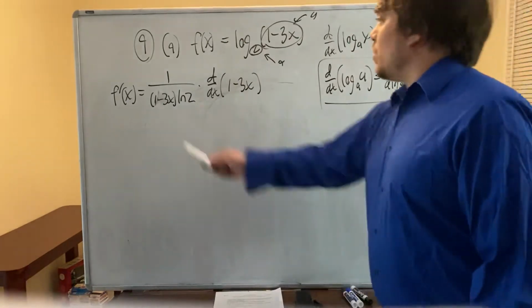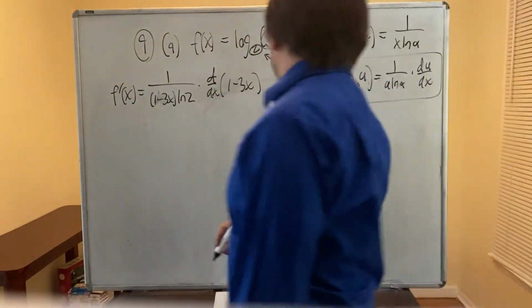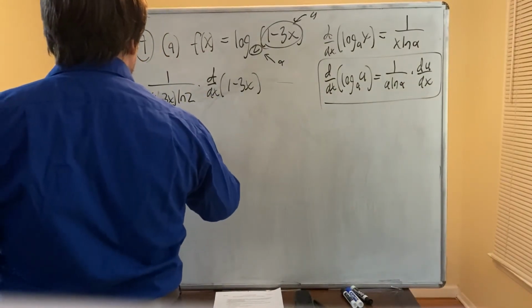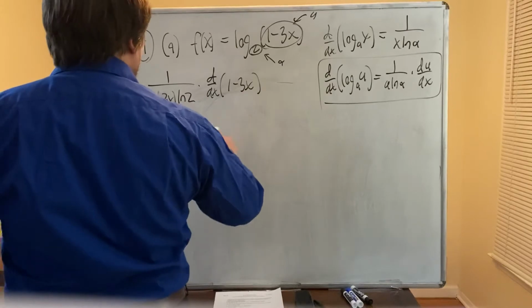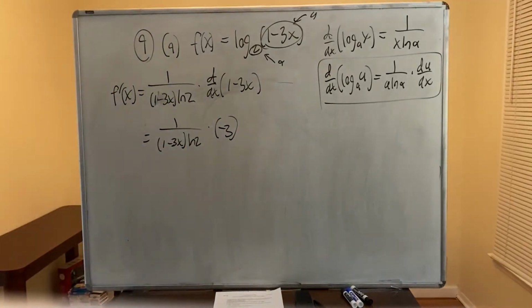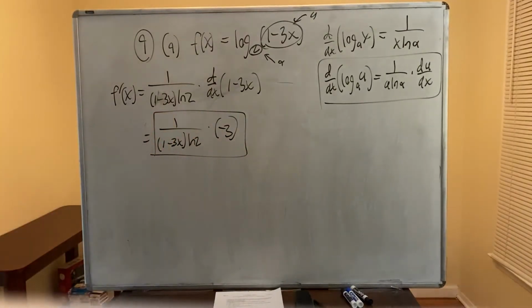So again, it's 1 over u ln of 2 times the derivative of u, the derivative of 1 minus 3x. So that's equal to 1 over 1 minus 3x times ln 2 times the derivative of 1 minus 3x, which is negative 3. And that's the answer. So f prime of x is equal to 1 over 1 minus 3x times ln of 2 times negative 3. That's 9a.